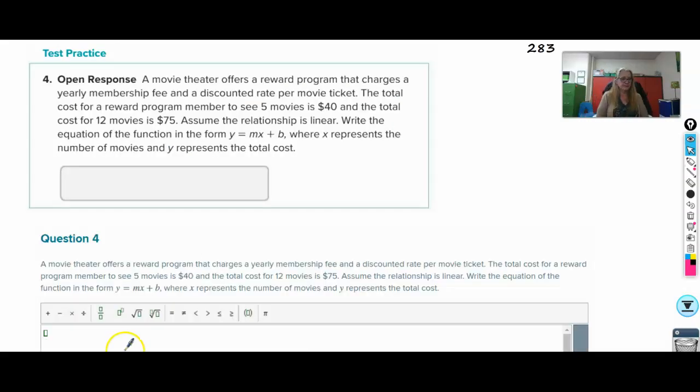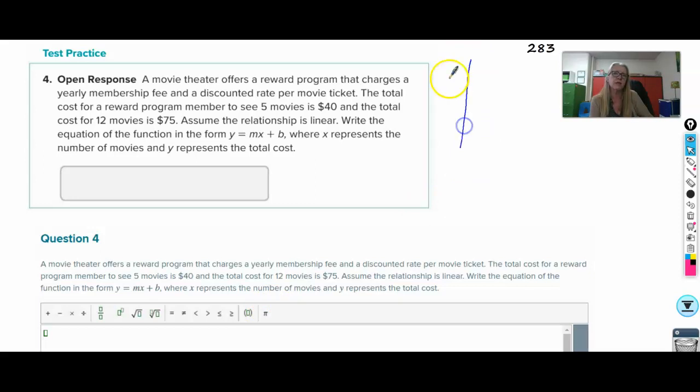All right. So number 4, a movie theater offers a reward program that charges a yearly membership fee and a discounted rate per movie ticket. The total cost for a reward program member to see 5 movies is $40, and the total cost for 12 movies is $75. Assume the relationship is linear.